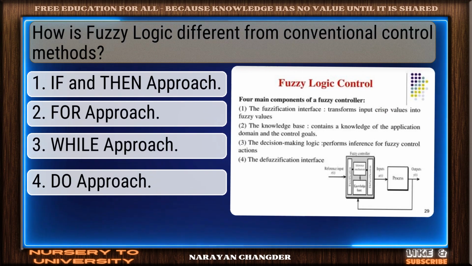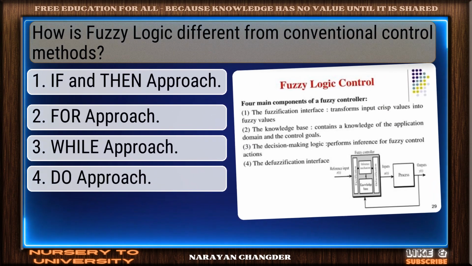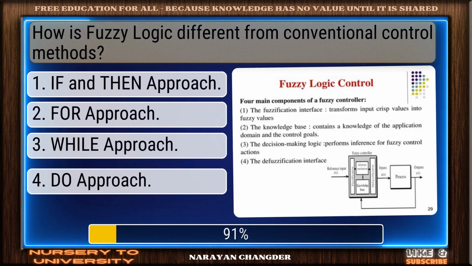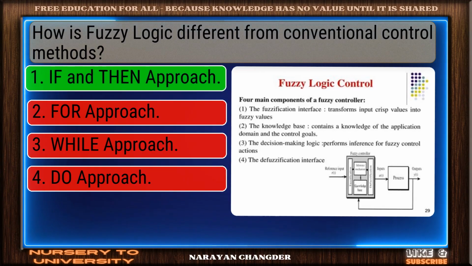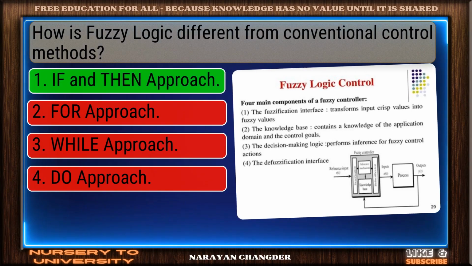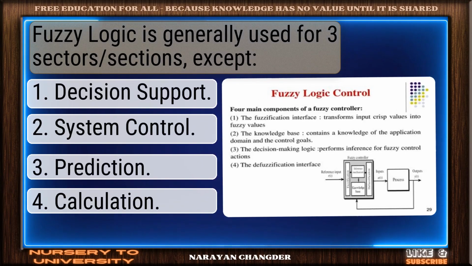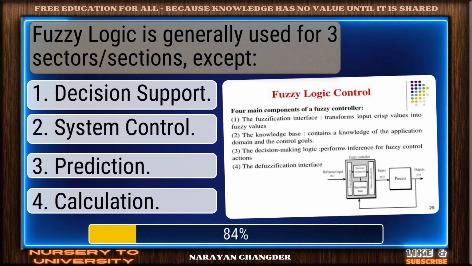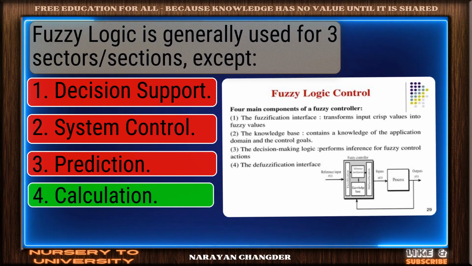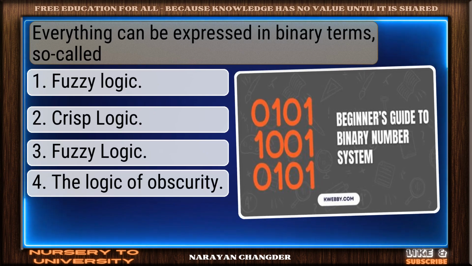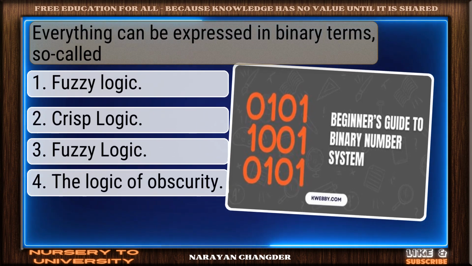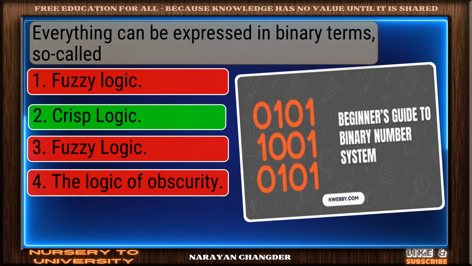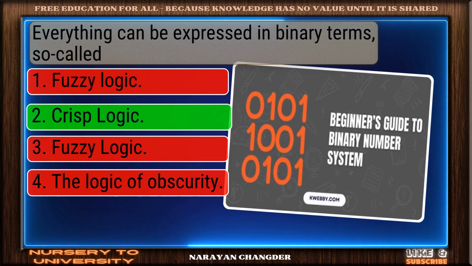Question number 23. How is fuzzy logic different from conventional control methods? Nicely done. If and then approach is a solid answer. Question number 24. Fuzzy logic is generally used for 3 sector sections, except. You're right. Calculation is the correct answer. Question number 25. Everything can be expressed in binary terms, so-called. Nice selection. Crisp logic is the correct and valid answer.